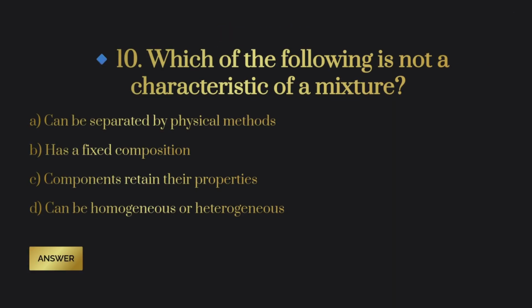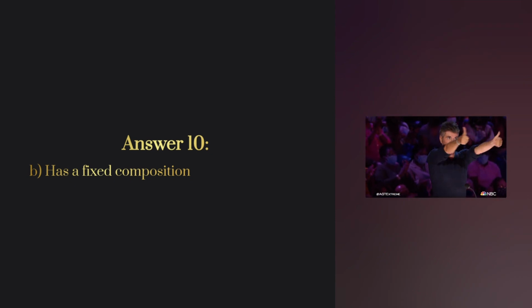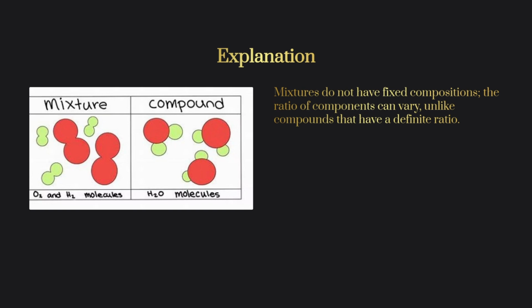Question number 10. Which of the following is not a characteristic of a mixture? Options are, it can be separated by physical methods. Option B, it has fixed composition. Option C, the components retain their properties. And option D is, it can be homogeneous or heterogeneous. And the answer is that it has a fixed composition. Mixtures do not have fixed composition. The ratio of components can vary, unlike compounds that have a definite ratio.